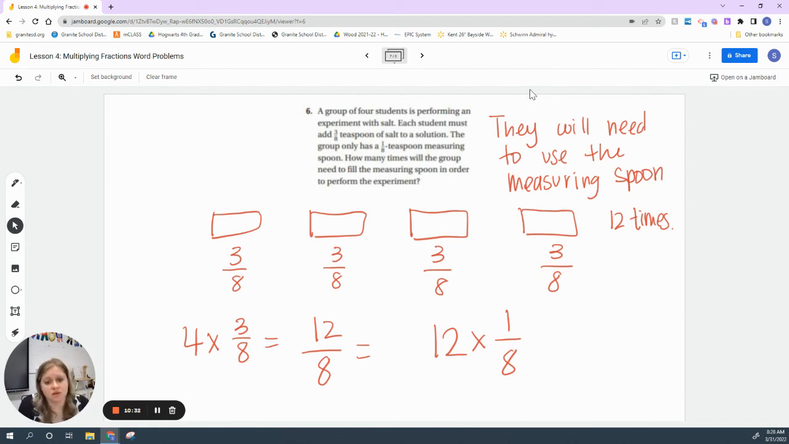So knowing that a unit fraction is a 1 over something, like 1/8, and multiplying unit fractions is quite simple, and it was the first thing that we learned. So we've practiced different types of multiplying, but the majority of our word problems are going to come from multiples of unit fractions. So good luck, and I will see you later today.